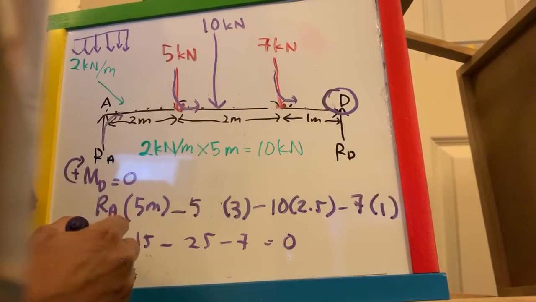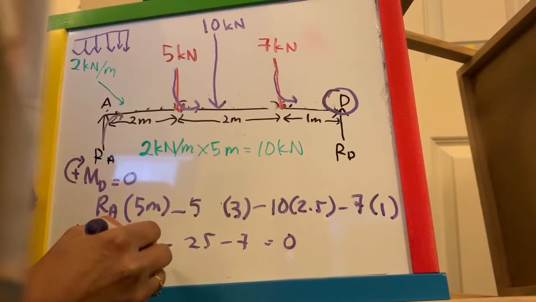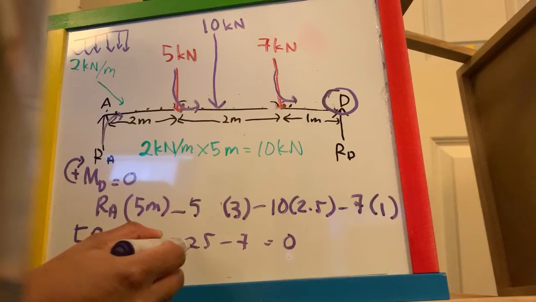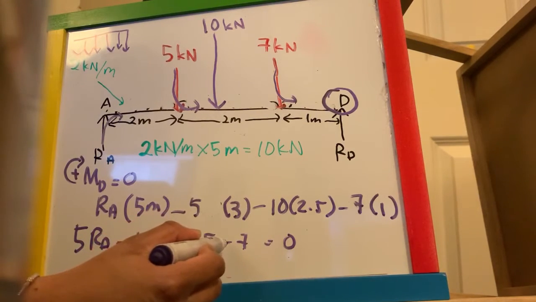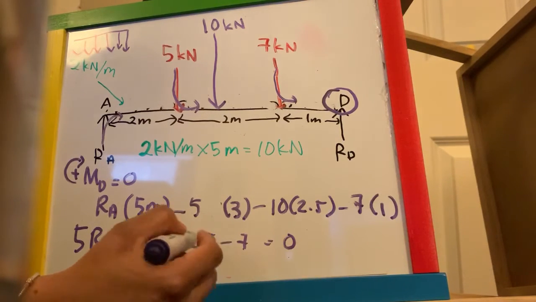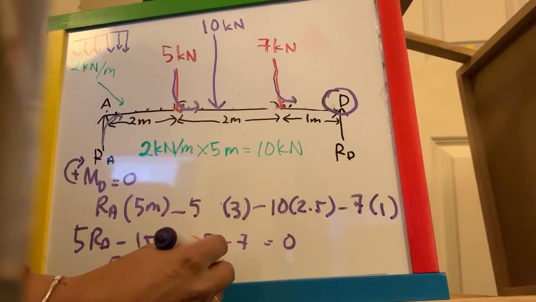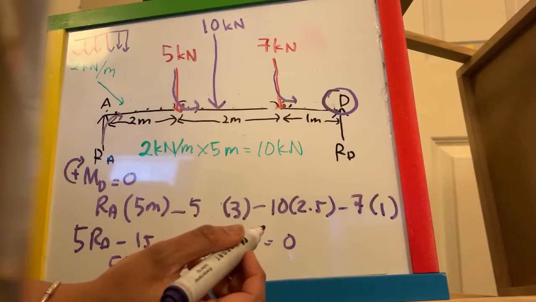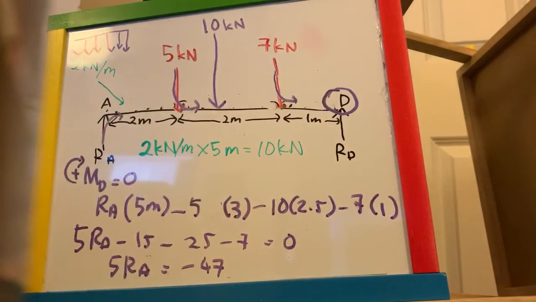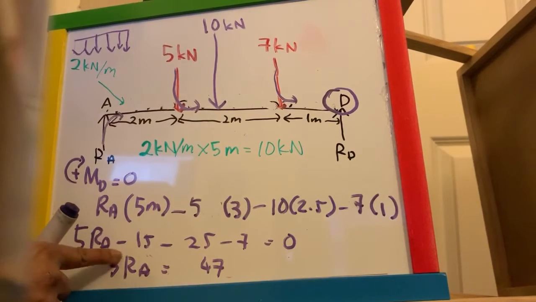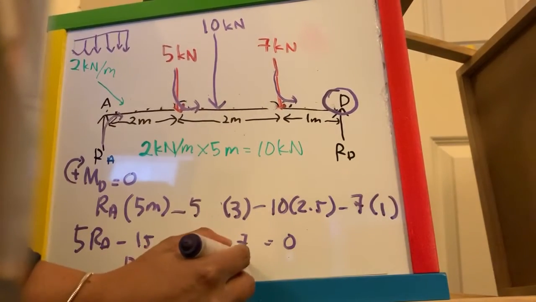So 5RA is minus 15 minus 25 is minus 40, and minus 7 will be minus 47. I hope that's right. Okay, so RA is 47 divided by 5. Okay, RA is 47 divided by 5.